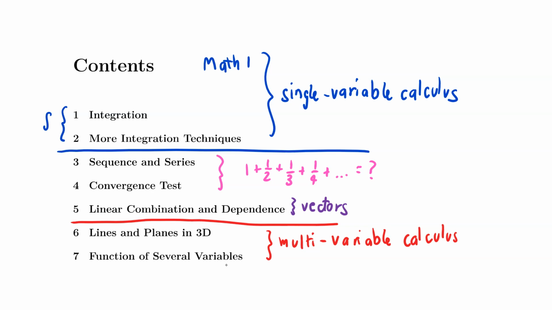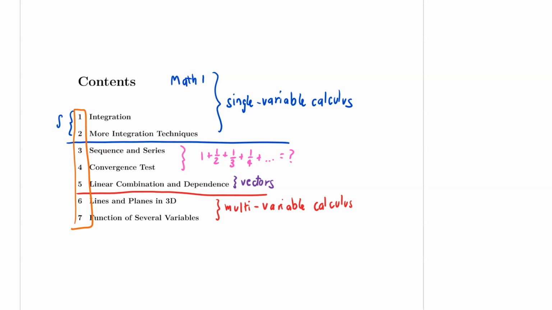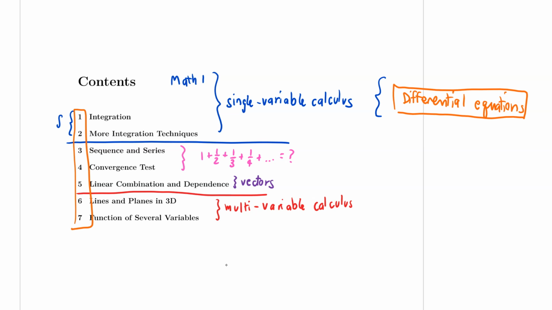So in the big picture of things, these 7 lectures combined are going to make up half of Math 2. The other half is going to be about differential equations. So let me just write that down here. Differential equations. So that's going to be the other half of Math 2 here. And in the big picture of things, that's going to be a part of single variable calculus as well. But in differential equations, we're going to talk about how to solve equations that involve derivatives now.